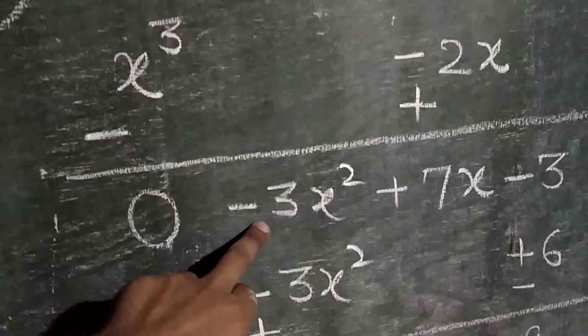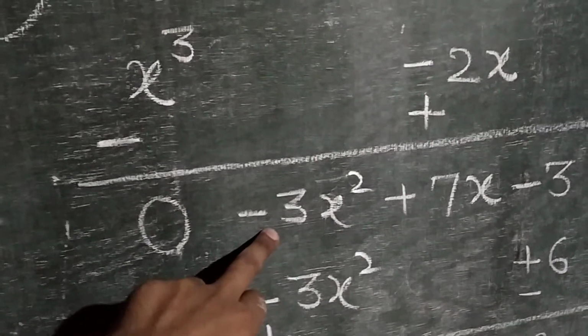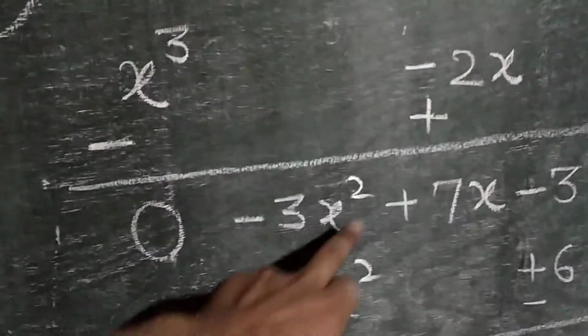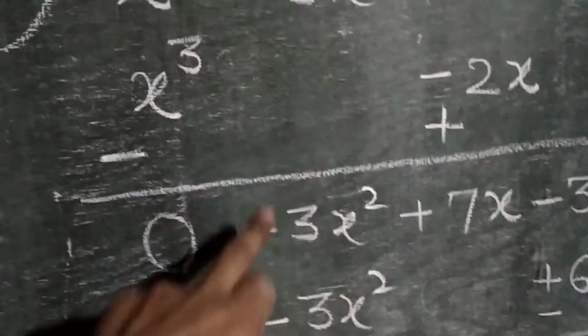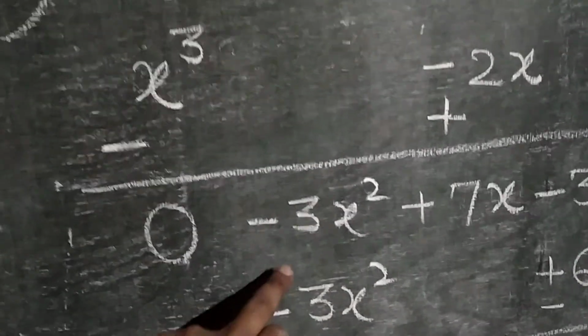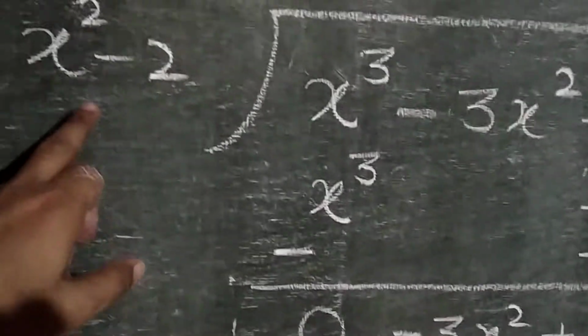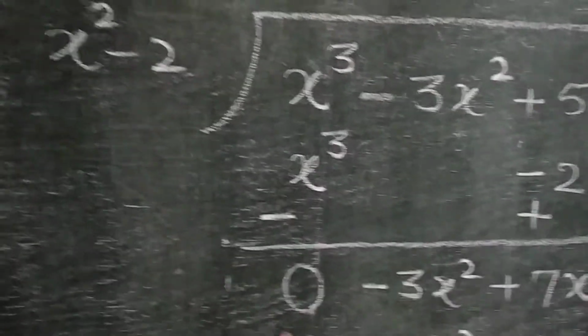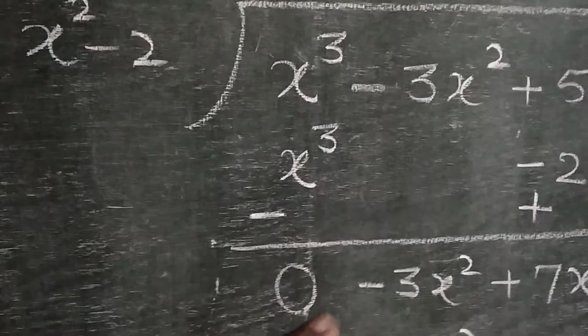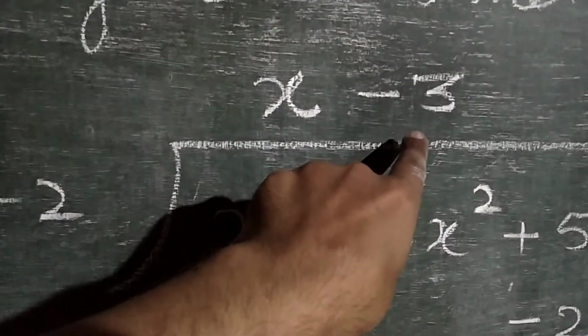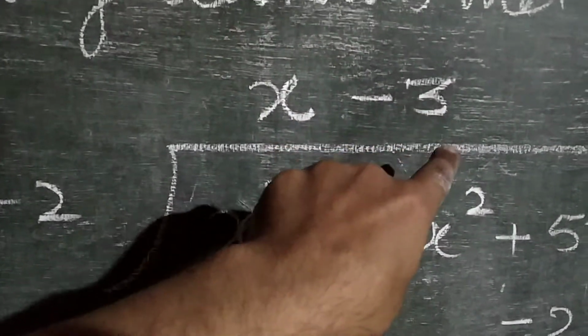To determine the next term of the quotient, we will take the highest degree term of the new dividend. It is minus 3x square. So we will divide this minus 3x square by x square. Minus 3x square divided by x square, we will get minus 3. So minus 3 will be the next term of the quotient.